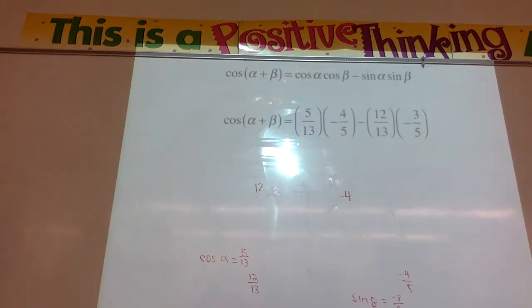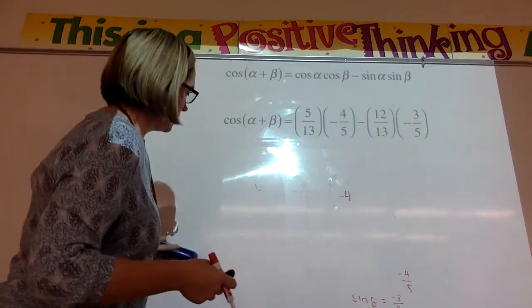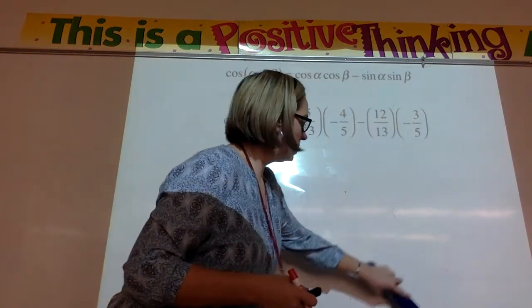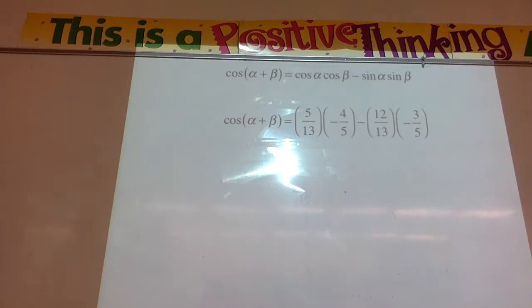So if I go to the next screen, I can plug all of that in. And then you're back to fractions are your friends. Fraction times fraction minus fraction times fraction. Real quickly, do you need me to go back to the triangles? Anyone? We're okay?